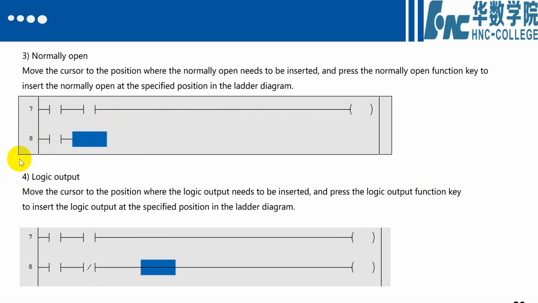Fourth, logic output. Move the cursor to the position where the logic output needs to be inserted and press the logic output function key to insert the logical output at the specified position in the ladder diagram.